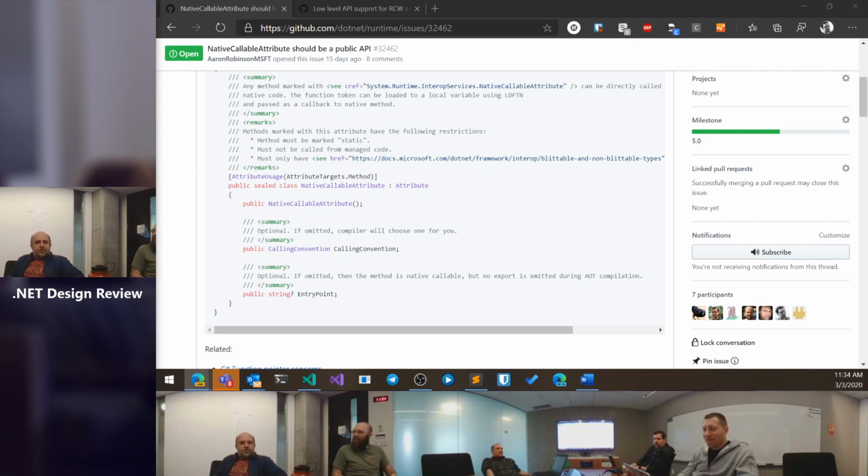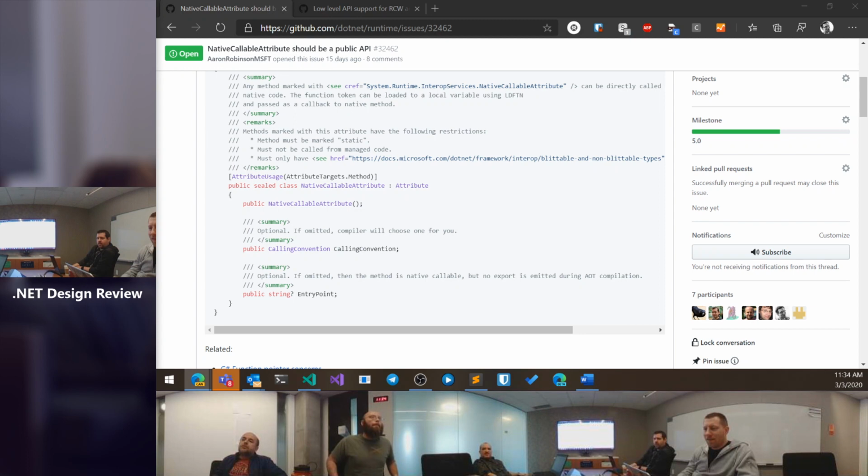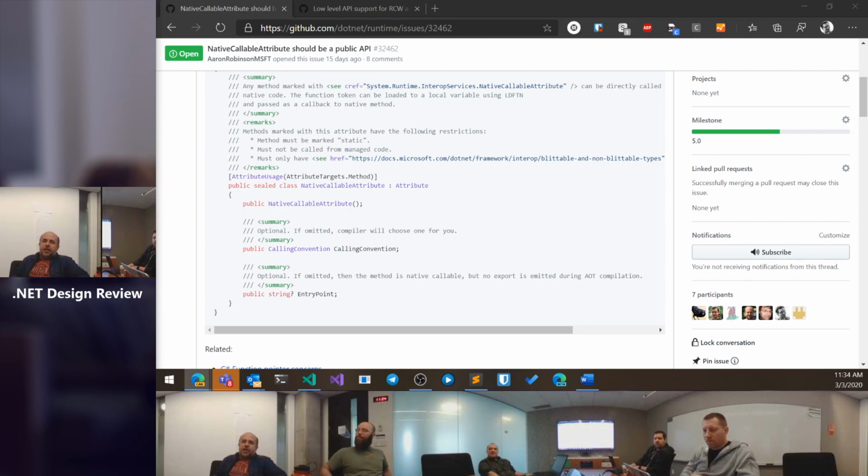Is there no stub? Is that the idea? There's no reverse stub when calling back from native code into this? Yeah, basically, the idea behind this is that the function pointer you get is directly the function pointer of the JIT function. So there's none of these pre-invoked transition frames.